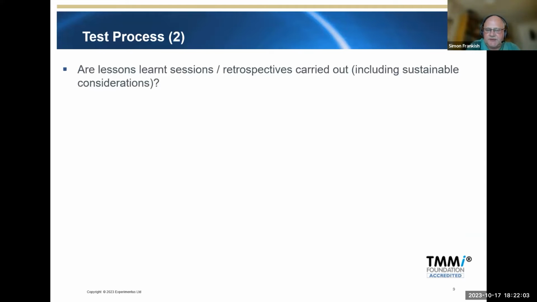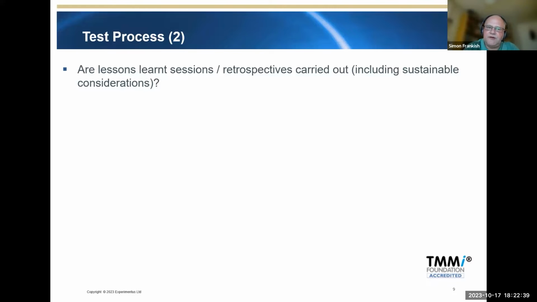There's more in test process, obviously. We spoke about being able to implement new and improved ways of working that improve efficiency, and therefore help the way that you go through things. I would say lessons learned sessions and retrospectives are really quite key in achieving some of these. And if you're not already doing so, are you actively calling out efficiency gains and sustainability considerations in your retrospectives and lessons learned sessions?